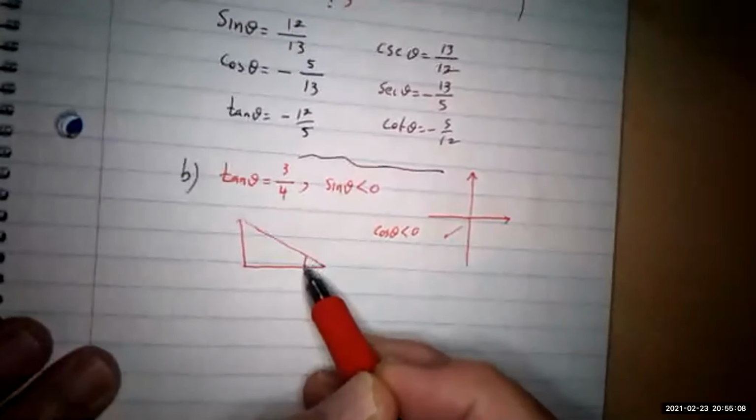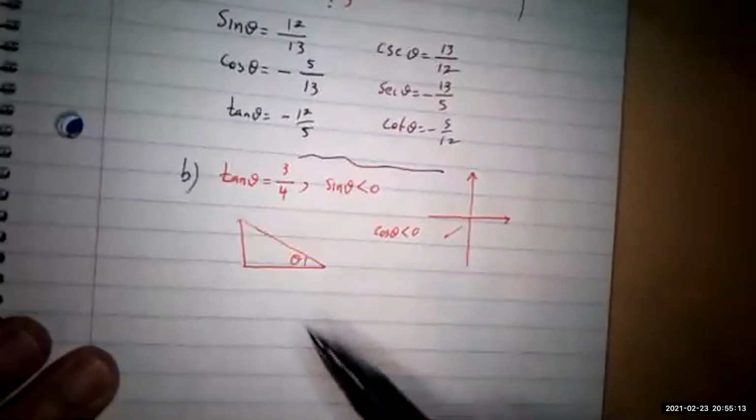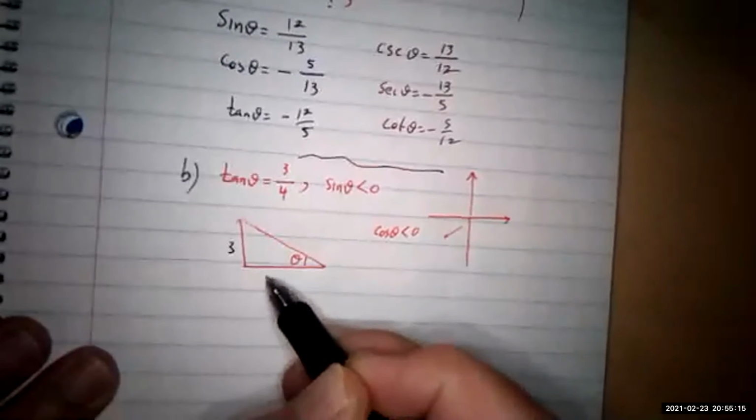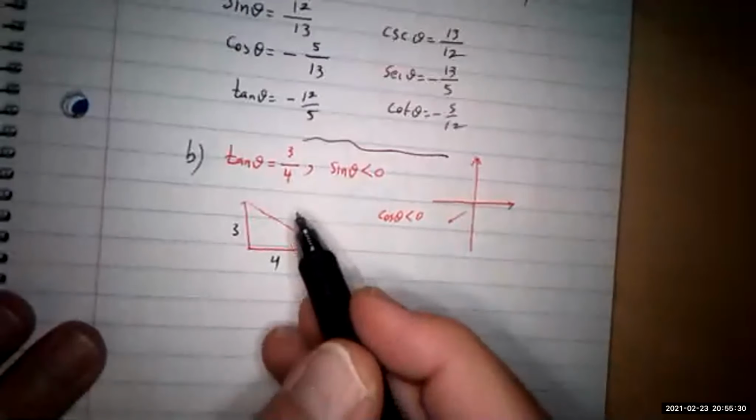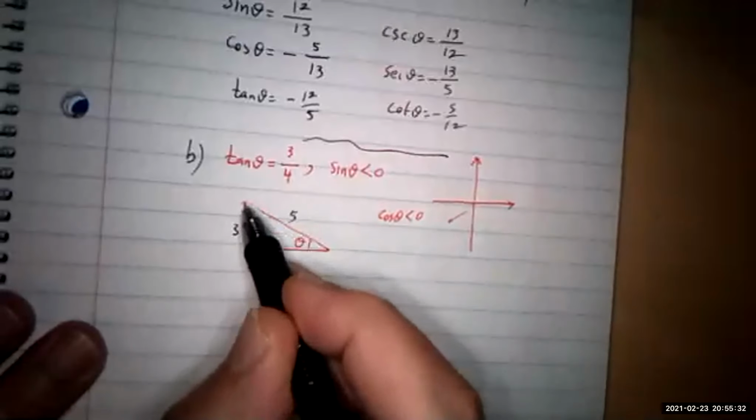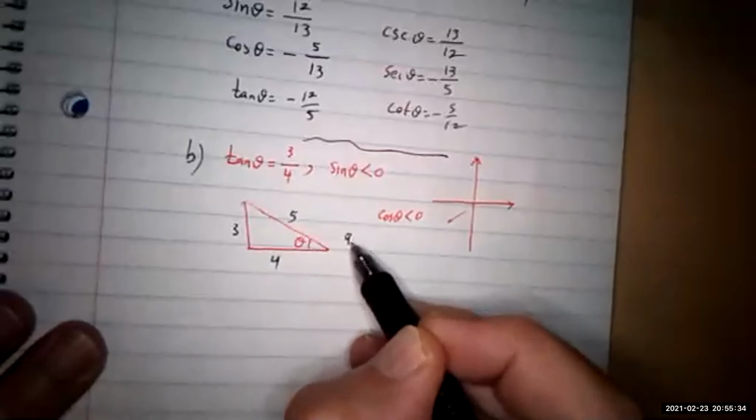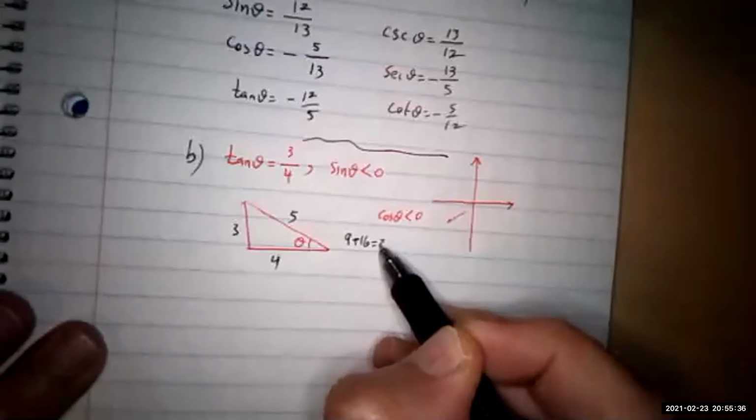This is going to be theta. You have the tan: opposite 3, adjacent 4. What's this one? Hypotenuse, 5. Yes, 5 is correct, because 9 plus 16 is 25, so it's 5. Very good.